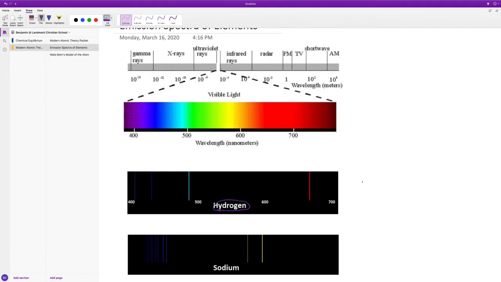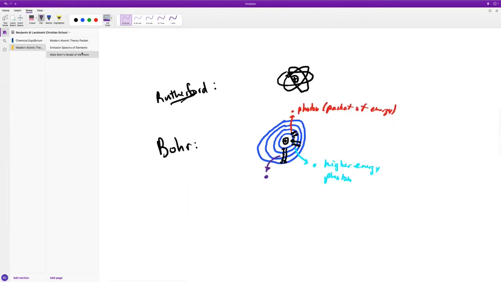Only specific colors of light are being emitted. And so the whole idea is there's got to be specific energy levels inside the hydrogen atom. Okay, so a couple comments about Bohr's model, and then we'll be done for today.